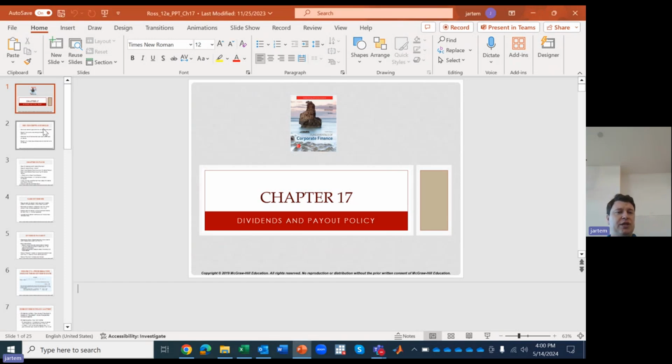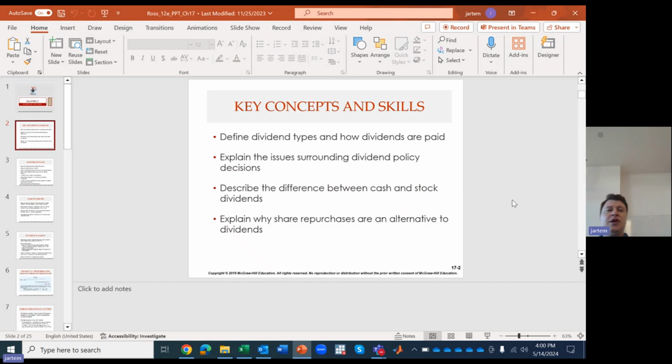So the course outline, let's see if I can get it to move. We're going to talk about types of dividends and the way that they are paid out. We'll talk about some of the issues that managers face with respect to dividend issuing policy. There will be some difference between dividends issued in stock or dividends issued in cash.